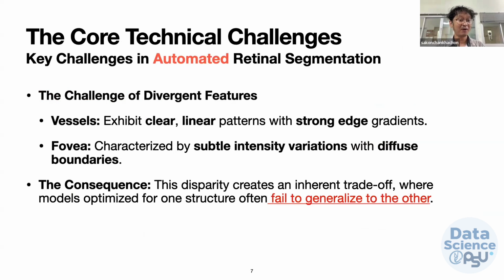Automated segmentation of these structures presents significant technical challenges. The blood vessels have clear linear features, while the fovea has very subtle and diffuse boundaries. This difference in features means that a model optimized for one structure may not perform well on the other.